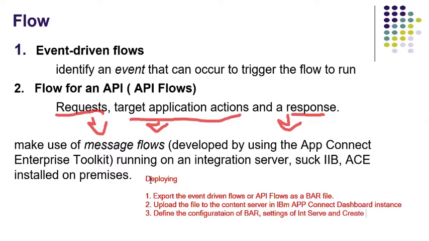That is what yesterday we did, right? When you want to create an integration server, first we export the event-driven flows or the API flows as a bar file, and from your App Connect dashboard instance we uploaded the bar file to the content server. And then you need to define the configuration of bar files and the settings of your integration server. That is what we did. And then the last step was to create the integration server which is available there.